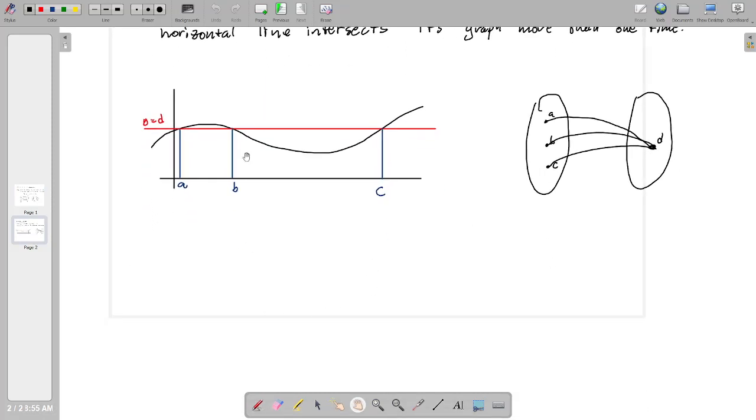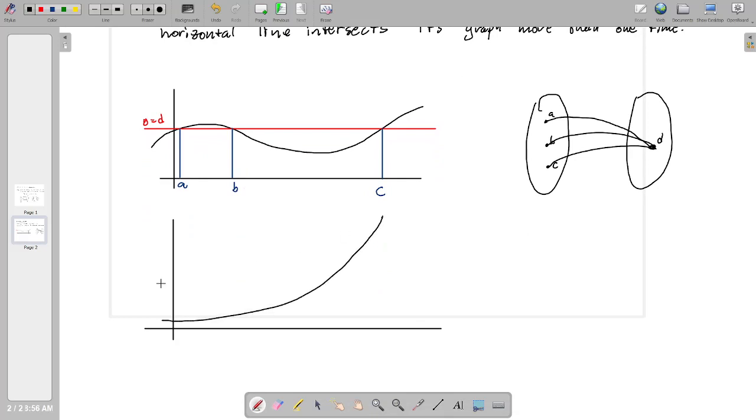The only time that a function is one-to-one is if any horizontal line intersects the graph at most one time. So if we have something like this, everywhere we move this horizontal line, it intersects the graph one time. This would be the graph of a one-to-one function.